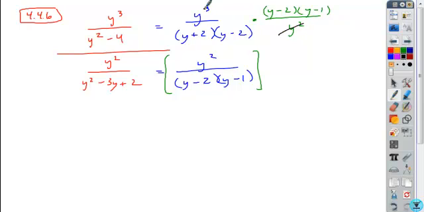So the y squared cancels with 2 of these, leaving 1. The y minus 2's cancel, and you're left with your solution: y times y minus 1 all over y plus 2.